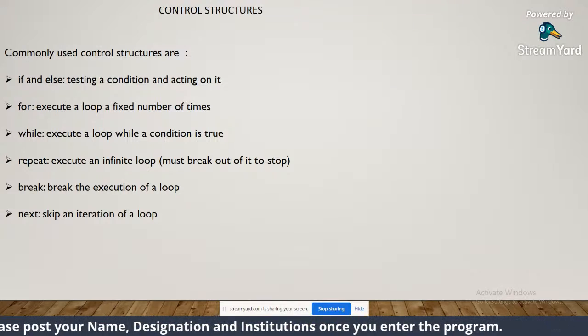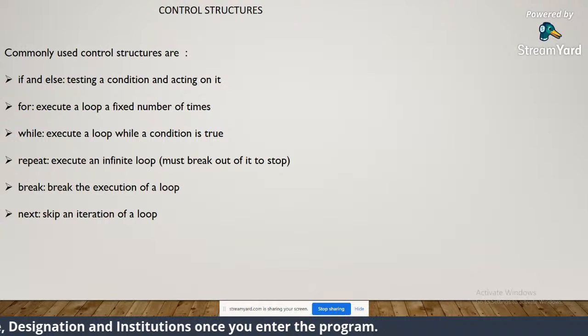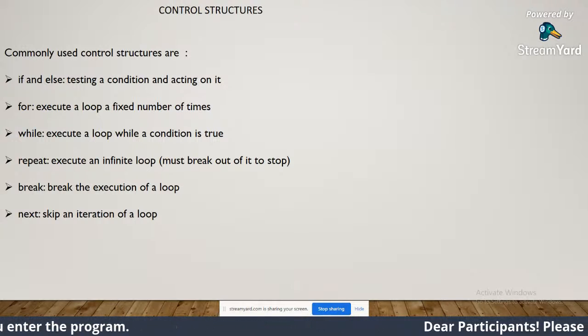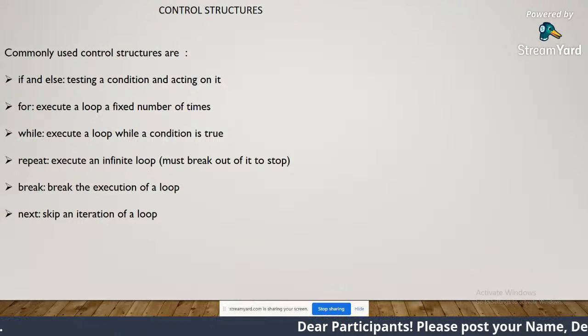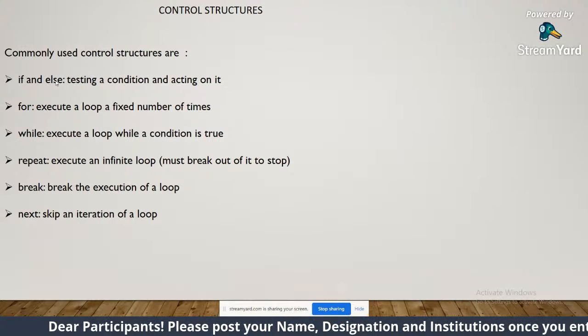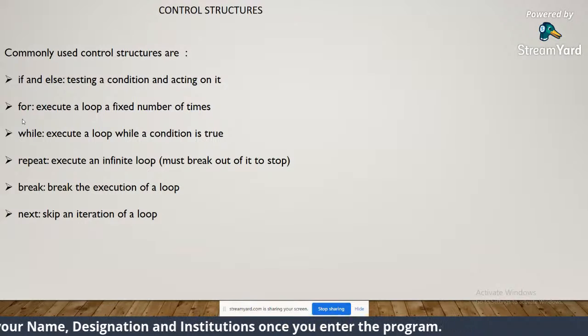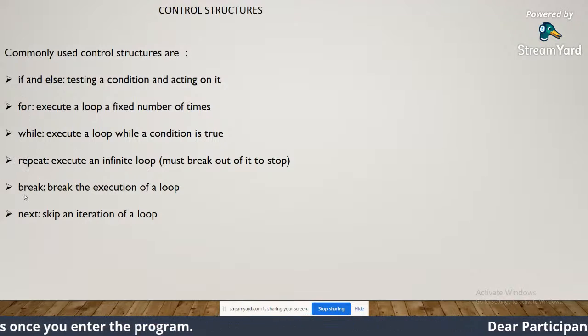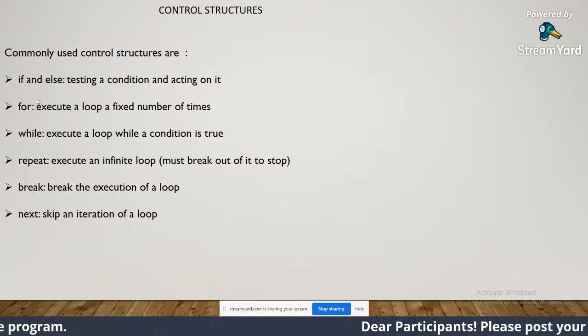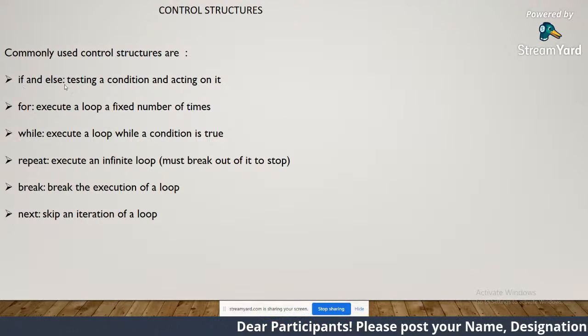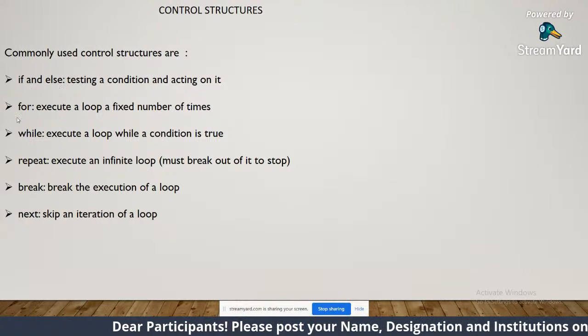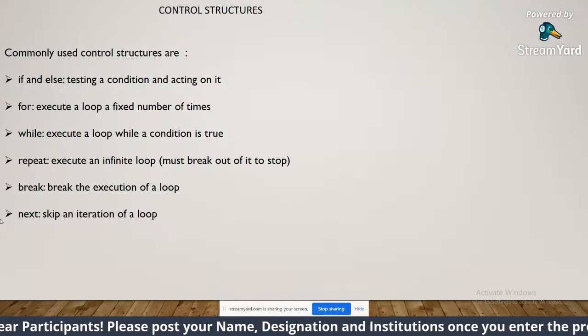Now, what are control structures? The various control structures that we are going to study in R are the if and else statement, the for statement. All the bullet points that I have given here, if and else, we call it a statement, for is a statement, while is a statement, repeat is a statement, break is a statement, next is a statement. I am going to teach you all these things: if and else, for, while, repeat, break, next.